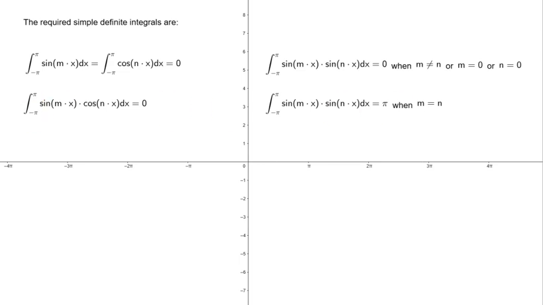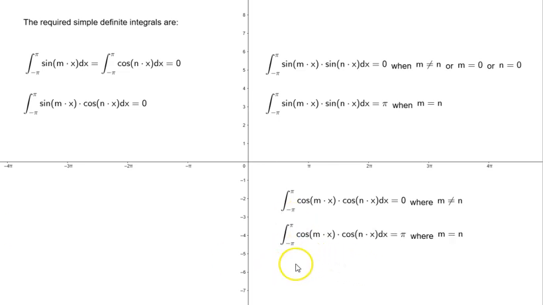Now let's look at this with respect to cos. The integral from minus pi to pi of cos mx times cos nx dx is equal to 0 where m is not equal to n. And the integral from minus pi to pi of cos mx times cos nx dx is equal to pi when m is equal to n.